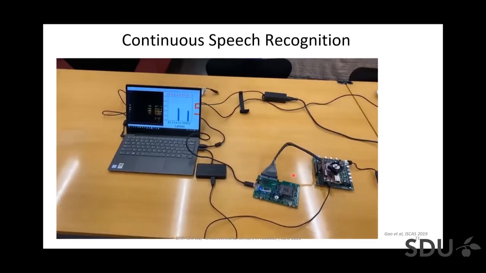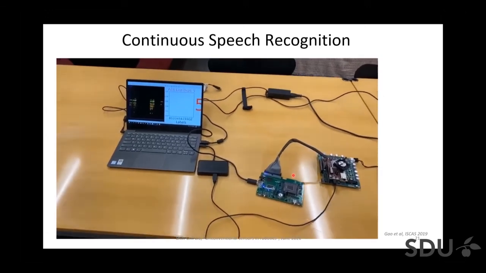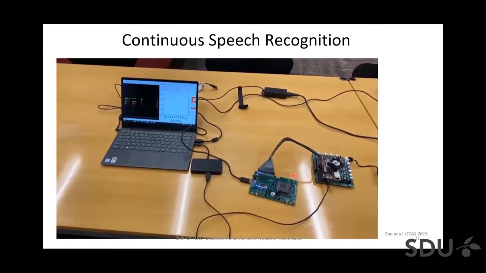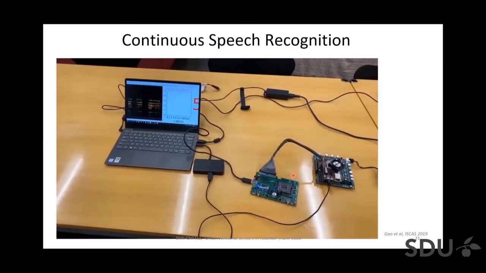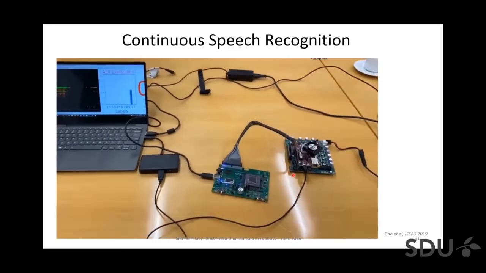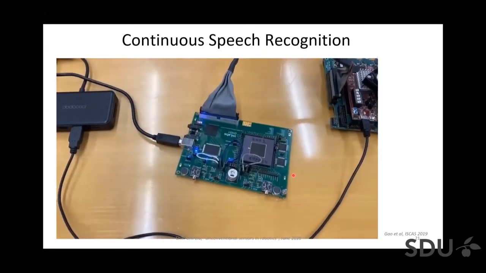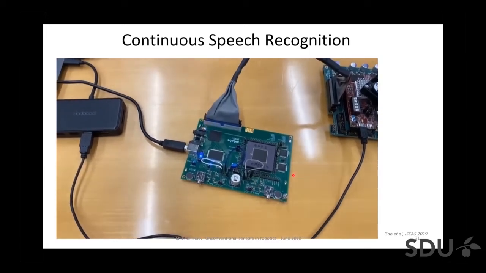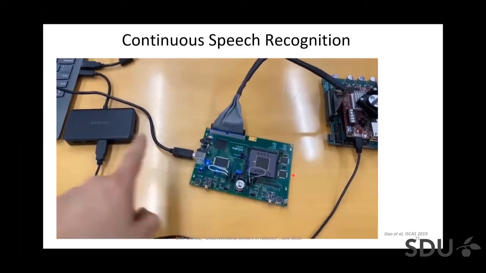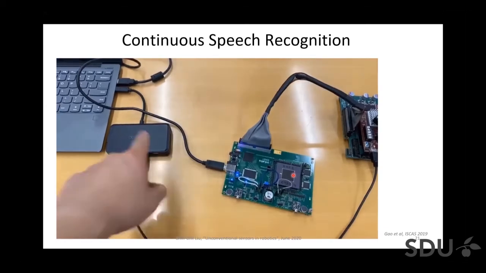This is the setup of our spoken digit recognition demo using the Cochlea board and our Delta RNN accelerator. This board is the Cochlea board that is used to convert a microphone signal to spike events. And events are sent from the board to the computer using a USB cable.